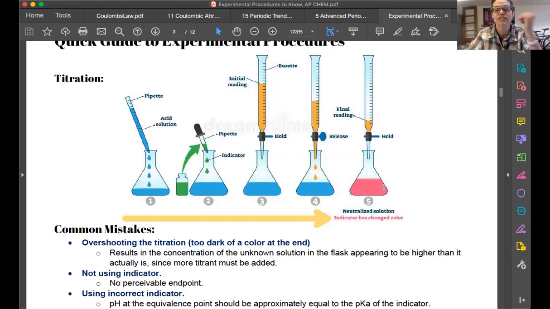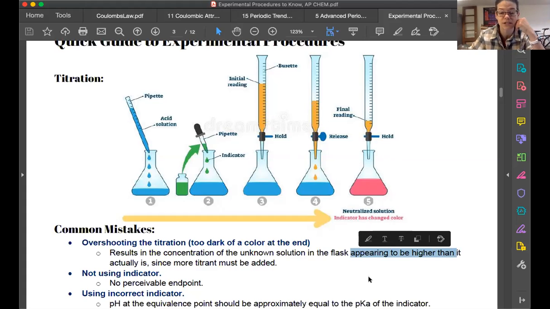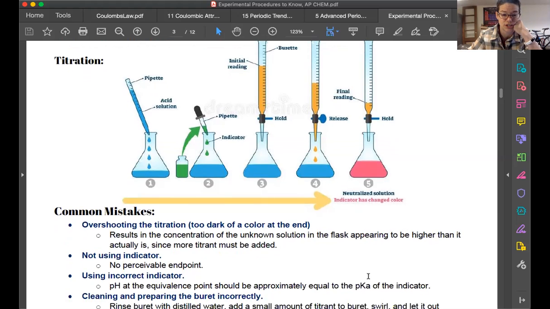And the whole point of a titration is making the color change so you know when to stop. And when the color changes, what that means is you have equal moles now. So that's what you have to do. So the most common mistake is overshooting your titration and making your color change too dark. And if you overshoot, that means you're going to think that you have a higher concentration than you actually do. And that would be a bad thing.